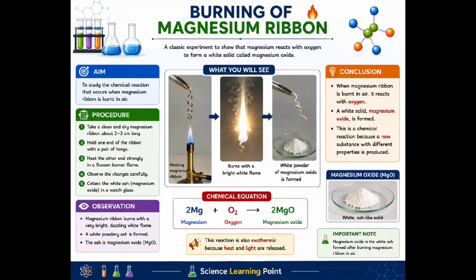Our conclusion is that magnesium undergoes a combination reaction, and it is also an exothermic reaction because heat and light are released. This experiment is frequently asked in the class 10 board exam, okay? So remember the observation, conclusion and balanced equation carefully.